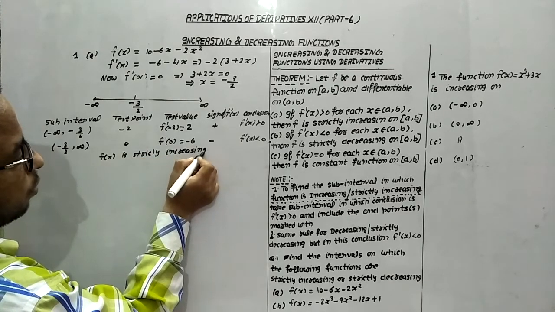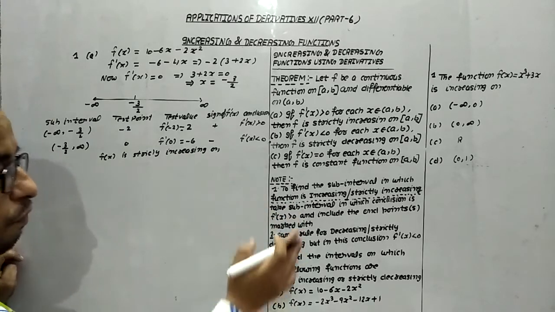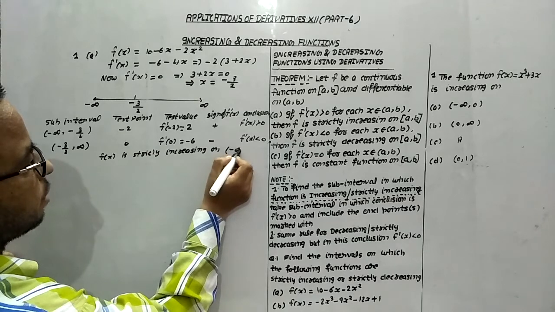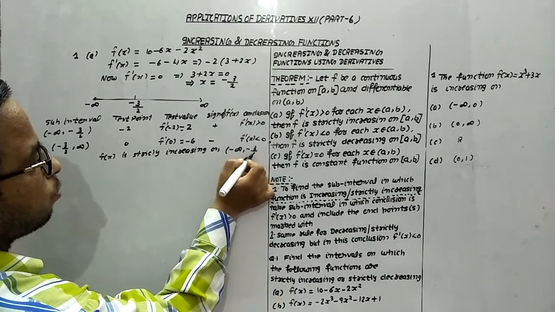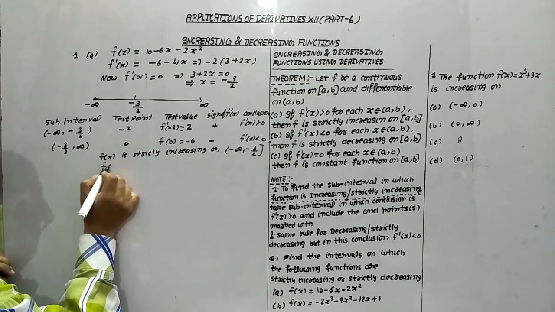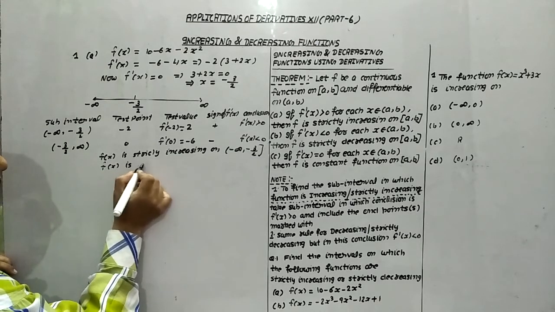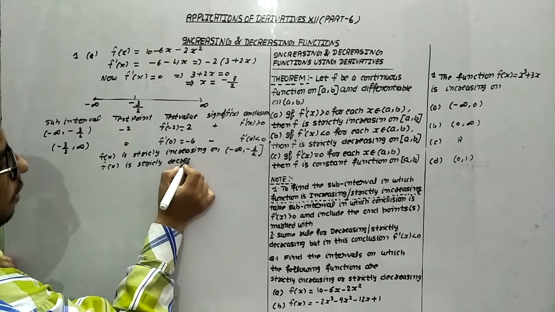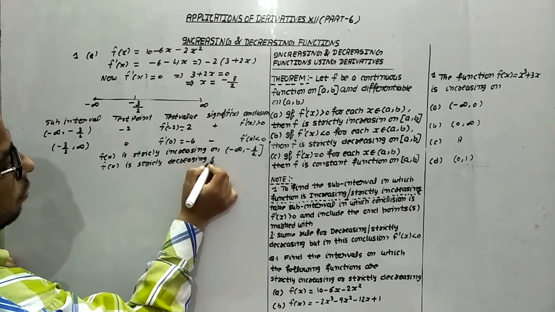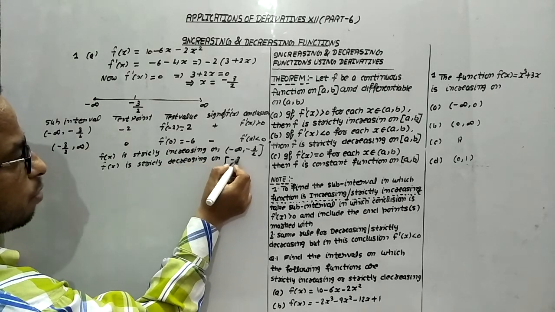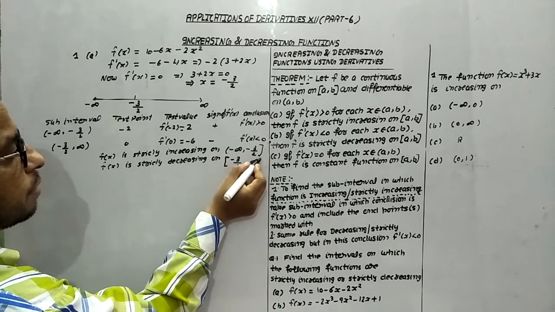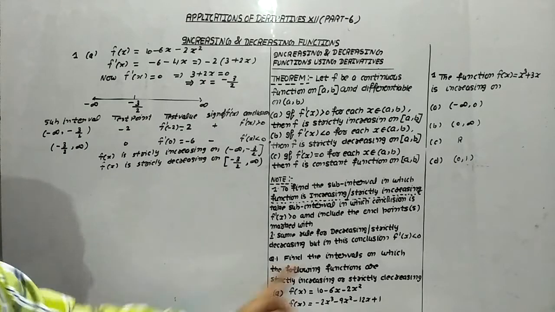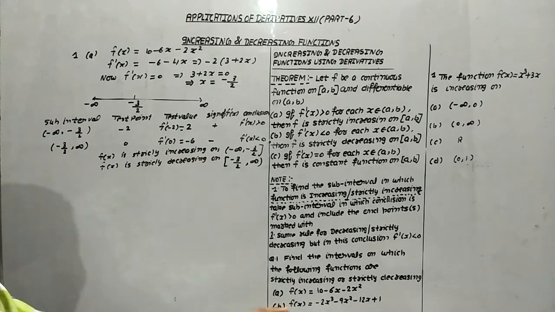Look at this thing. On the basis of this explanation, we have to include the endpoint also. It means this is minus infinity to minus 3 by 2. So this is the first point, and f(x) is strictly decreasing on minus 3 by 2 to infinity. So this is the way to do this type of questions. Now let's do this b part also.